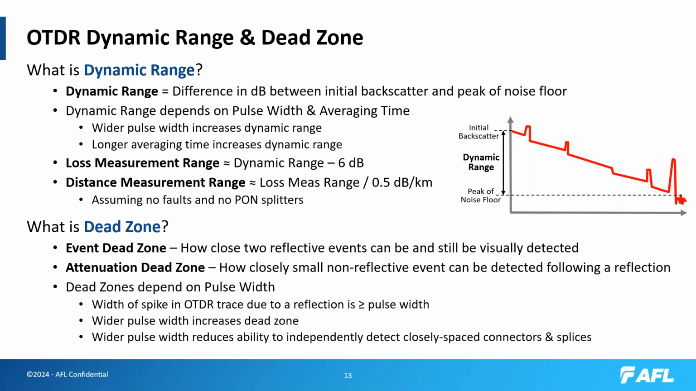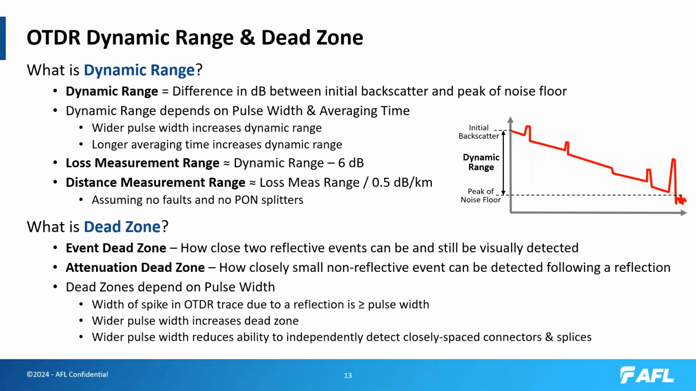Telcordia standard is minus 45 dB for the reflection, but we've seen some OTDR manufacturers pick a more relaxed reflection amplitude so they can quote a shorter attenuation dead zone. For event dead zone, it's also typically two minus 45 dB reflectance events close together. As with dynamic range, the dead zone depends on pulse width.